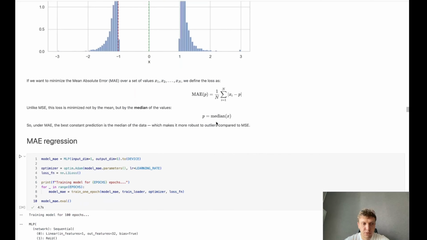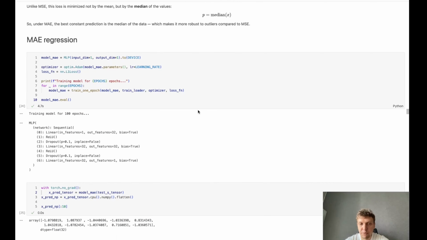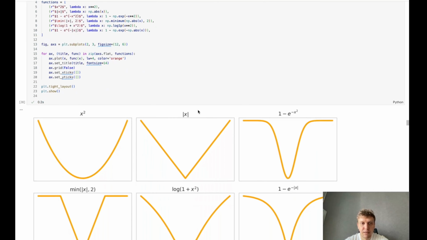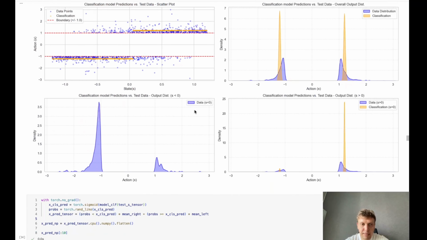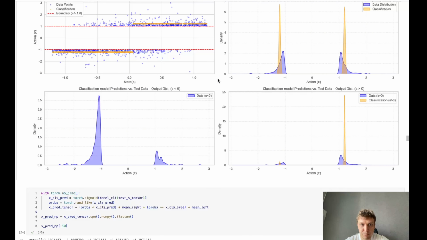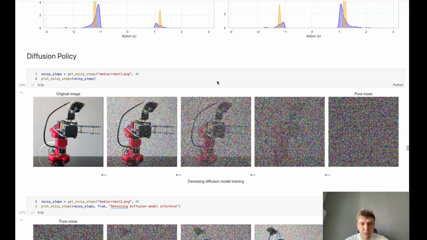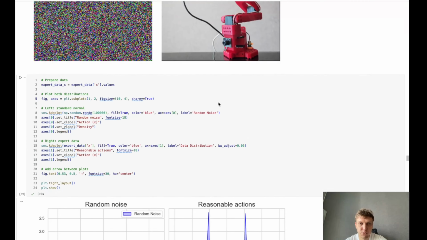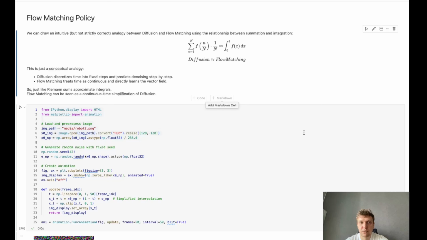And then I showed that there are multiple ways to solve multimodality. One is to use MAE regression, which is the simplest one. Then we can transform the problem into classification by tokenizing our actions, and it's also pretty often used in real applications. And finally, instead of doing this, we can try to actually reproduce the whole distribution of possible actions from the training data. To do it, we can use either diffusion policy or flow matching. So I think this covers most of the main approaches to this problem.